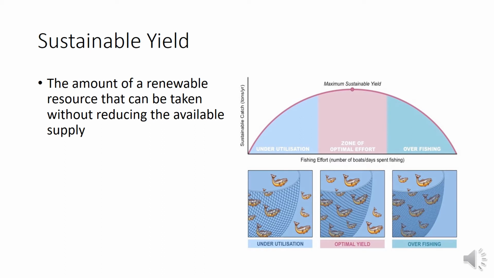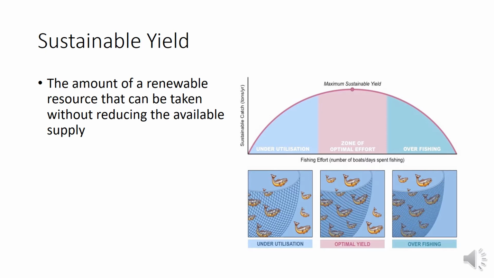And basically, when we talk about sustainability and looking at our resources, we talk about sustainable yield. It's the amount of a resource that can be taken without reducing the available supply. So if you take too much, there isn't going to be enough later. Whereas if you take too little, there'll be plenty. But as humans, we want to take the maximum amount that we can take and still have plenty of resources left over.